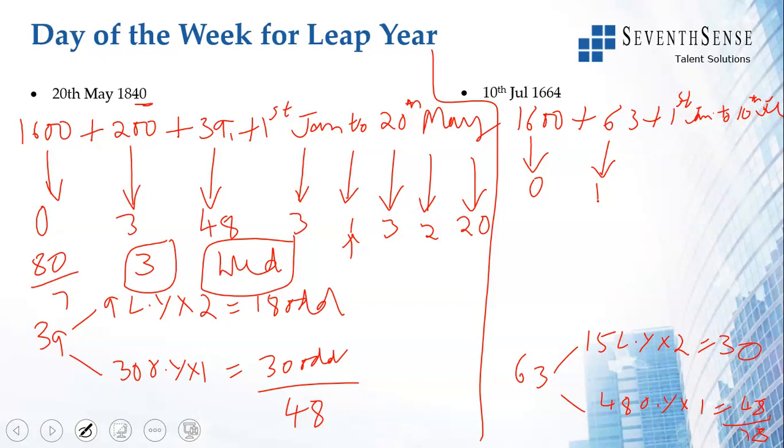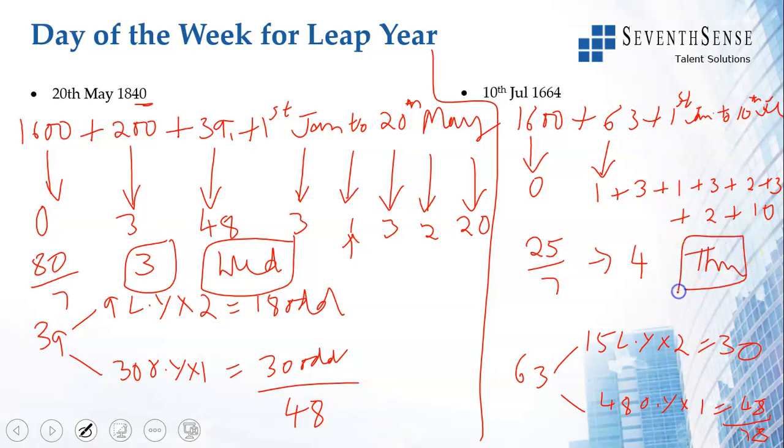Then 1st Jan to 10th July. Jan has 3 odd days. Feb has 1 odd day. March has 3 odd days. April has 2 odd days. May has 3 odd days. June has 2 odd days and 10 days of July. Okay, 4, 5, 8, 10, 13, 15, 25. 25 by 7 gives me a remainder of 4, and 4 is Thursday. So 10th July 1664 is a Thursday.